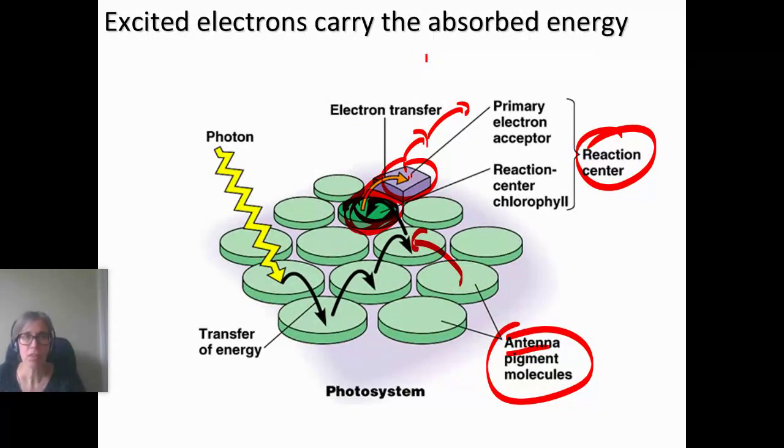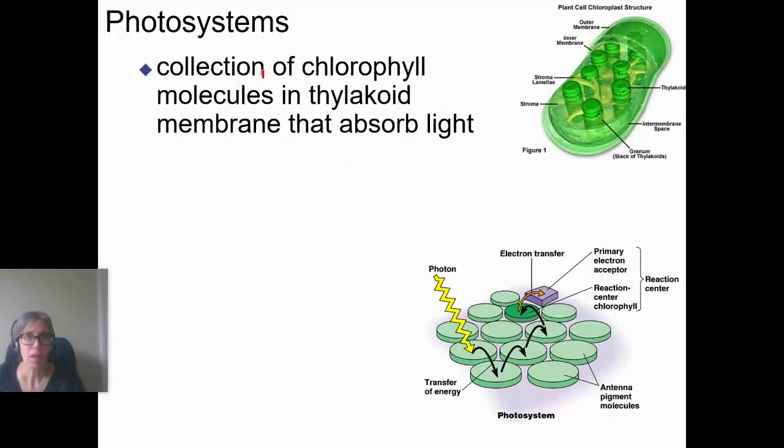So excited electrons carry the absorbed energy. Photosystems are a collection of chlorophyll molecules and other pigments in the thylakoid membrane, and they absorb light. So remember, the thylakoid membrane are these stacks of membranes, and they'll look like this with a bunch of different pigment molecules. Here's the chlorophyll that we're talking about.